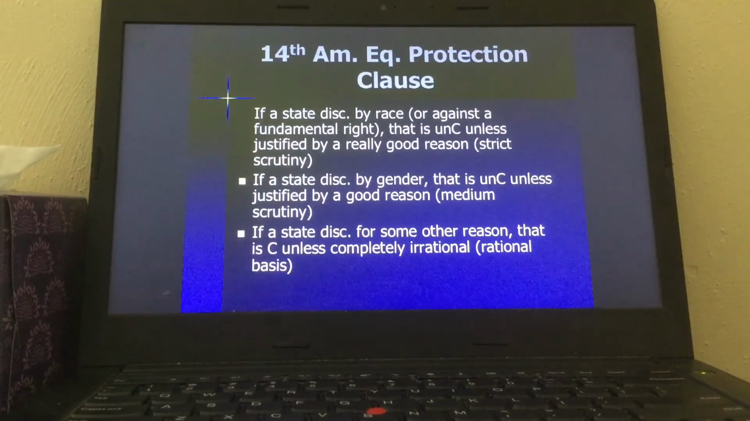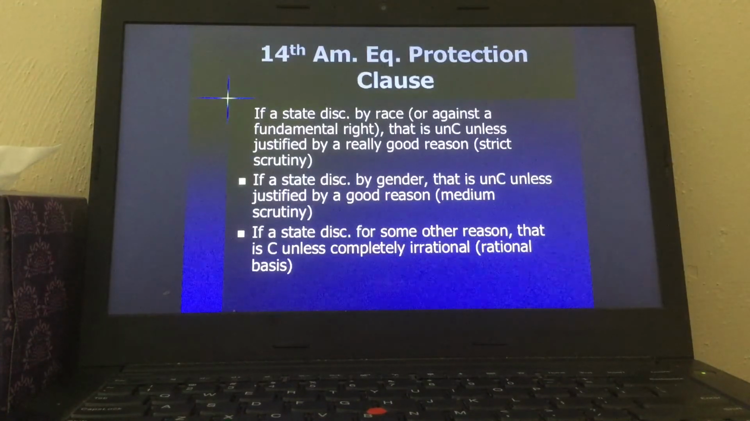On the other hand, if a government discriminates by gender, treats men and women differently, that could be because of some sort of stereotypical prejudicial belief about men and women and who they should be and what they should do. But on the other hand, the court recognized that there were some occasions where it probably made some sense for men and women to be treated differently. So it said if it's a gender discrimination case, the government needs to show that there's a good reason for doing it. Not a really good reason, like race, but a good reason. So a little lower standard.